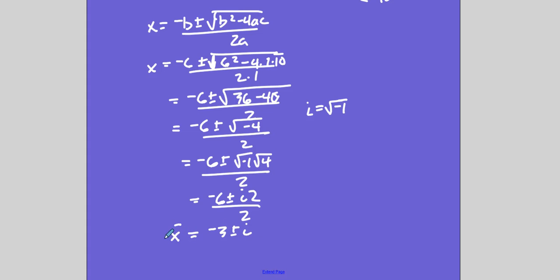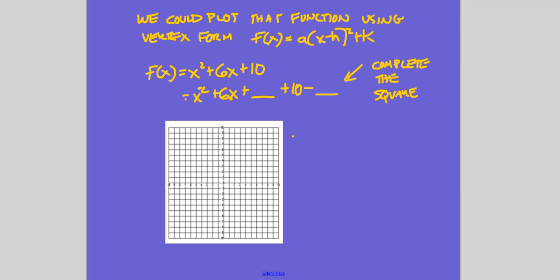So that is the solution. This is a complex number. It's not real. So now let's go to our graph. Let's try to graph this now, I should say.